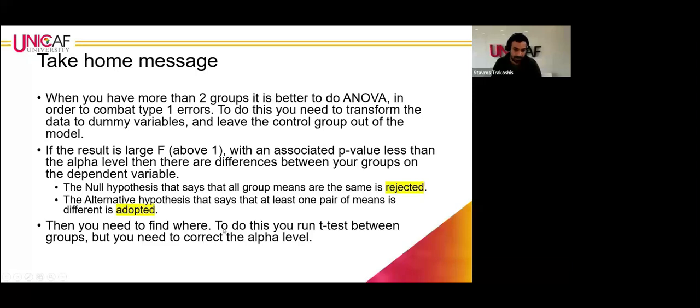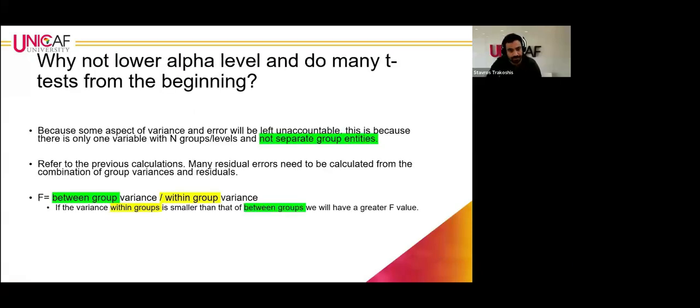To do this, you run t-tests between groups, but you need to correct the alpha level. You can correct it with the Bonferroni method, with the p-value divided by the number of groups.